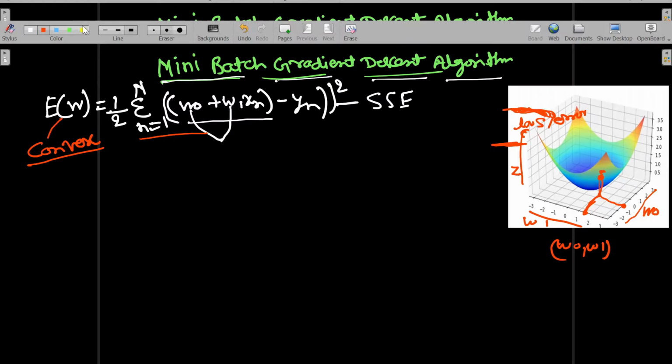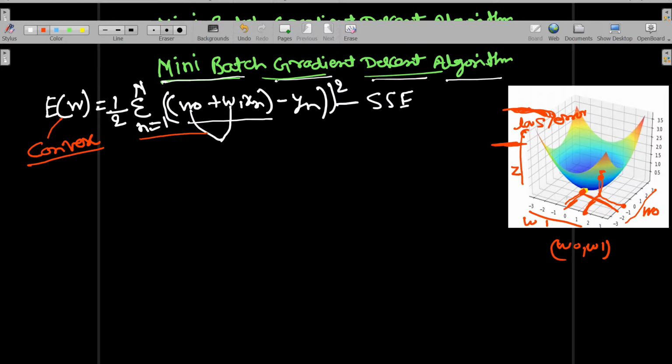Our intention here is to find this particular point. You can see I am putting it in red here. This particular point is the minimum point of this graph, and for this minimum point we have to find the W0 and W1 which give this point, which is nothing but the stationary point of this graph. This is our actual intention or motto.